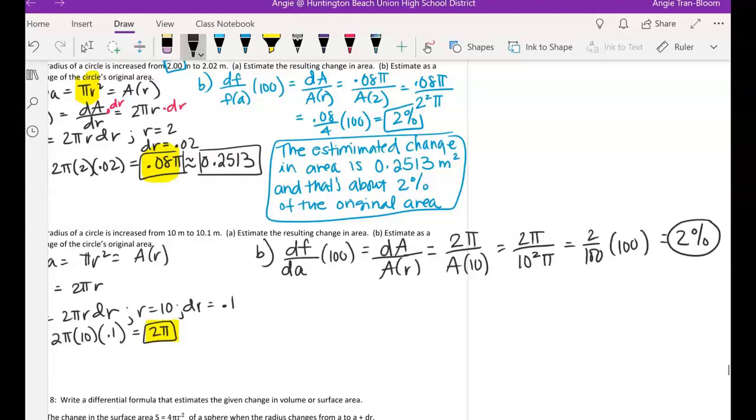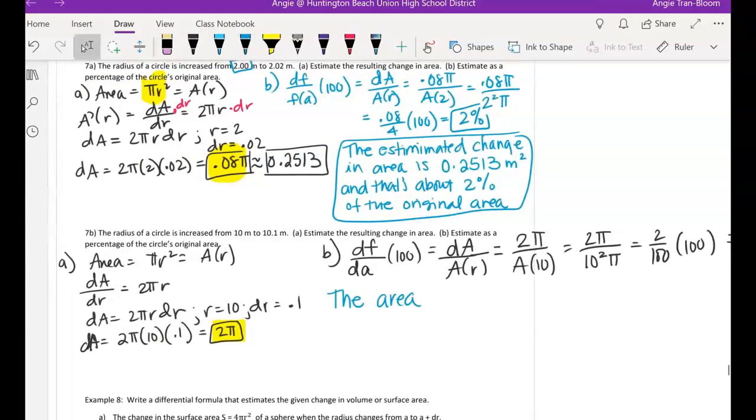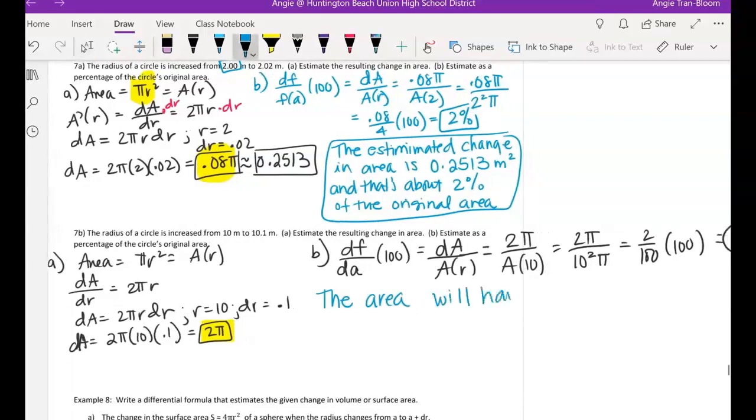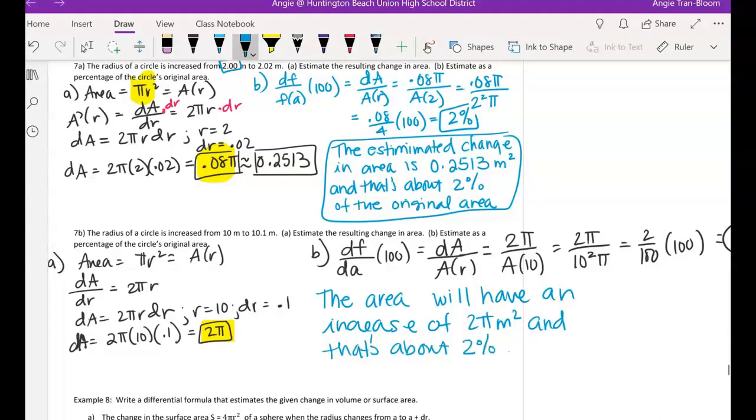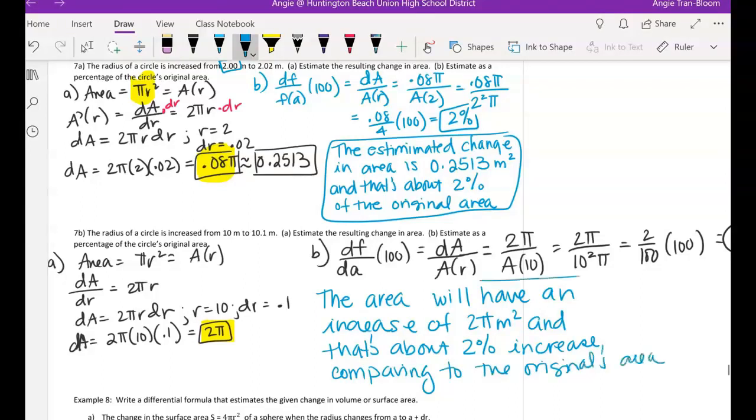The area, as you can see, final complete sentence. The area, as you can see, the dA changes to 2 pi. So area will have an increase, right? Increase of 2 pi meters square, and that's about 2% increase from the original circle's area. So that's about 2% increase comparing to the original's area. Okay, original circle area.